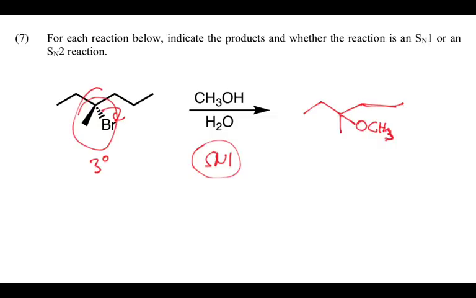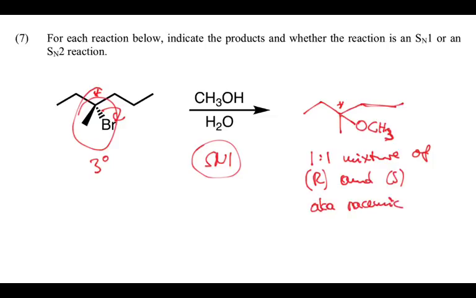Okay? Now, the thing is it's still chiral. It's still a chiral center here, you see? But it goes through a flat carbocation, so you can make both products. You can make the R and the S. So we'll say it's about a 1-to-1 mixture of R and S, right? AKA racemic. I'll show you on Friday how this goes.